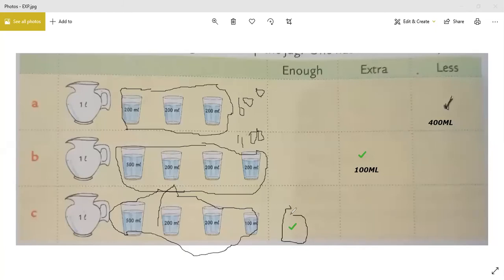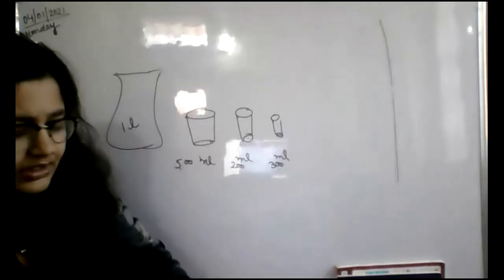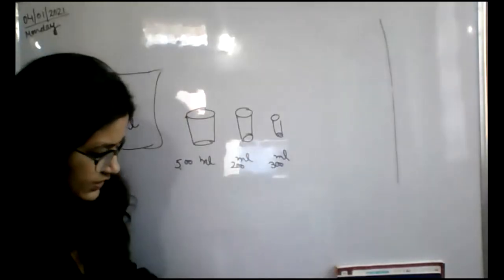Understood, everyone? So 1000 liter is equal to how many milliliters? Ma'am, 1000 milliliter is equal to 1 liter. Sorry. Okay, understood, everyone? I hope everyone understood it, right? Okay.